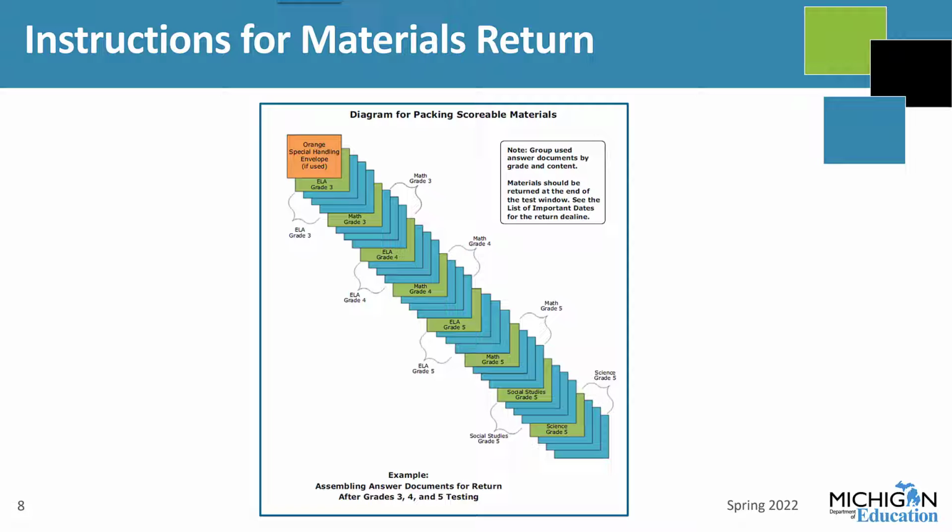Since there is only one test window, it will be in order for the grades you tested. Highest grade on the bottom and lowest grade on top. Then, if you have materials in the special handling envelope, that goes on top of that. Remember, with the packaging of these materials, you're going to need to keep referring back to the TAM to make sure it's followed correctly so that when it gets to the scoring contractor, everything is packaged the right way.